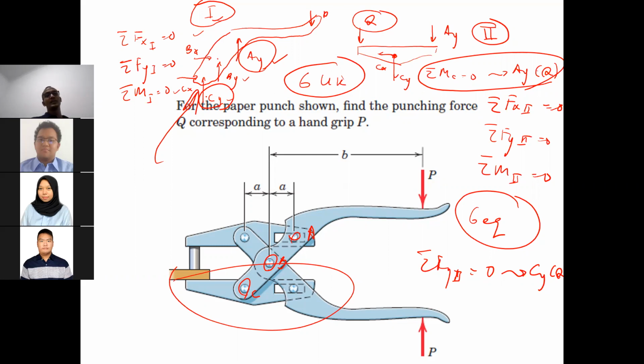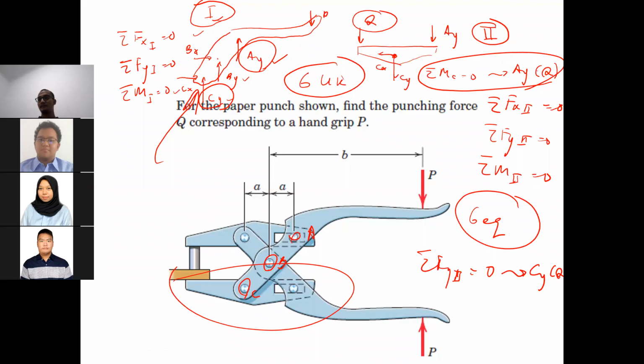Nah, dari situ kita bisa tahu bahwa hanya ada 3 unknowns lagi di persamaan pertama. Q, yang merepresentasikan AY dan CY. Oke, CX-nya 0 ya. Berarti Q 1, BX, BY. Jadi tiga persamaan saya, tiga yang tidak diketahui saja dari diagram benda bebas pertama. Nah, dari situ kita bisa selesaikan nilai Q-nya itu berapa dalam P. Seperti itu. Apakah ada pertanyaan terkait dengan soal ini?